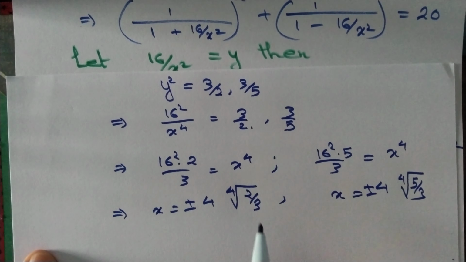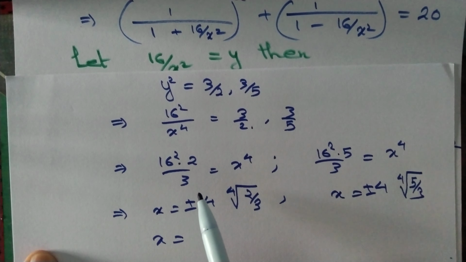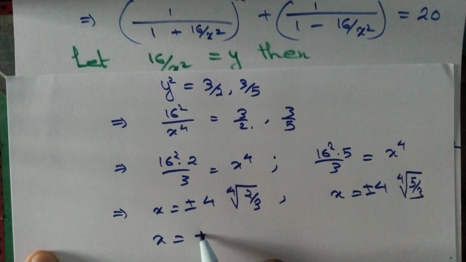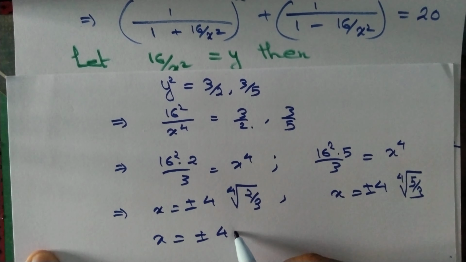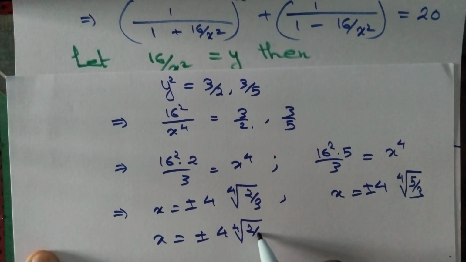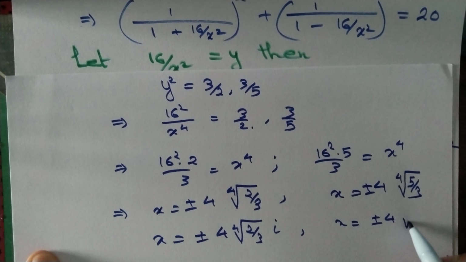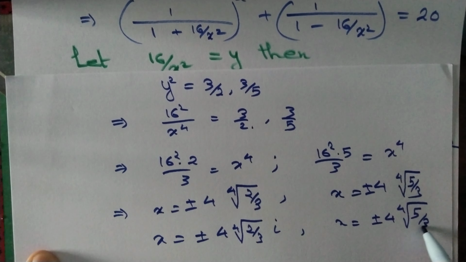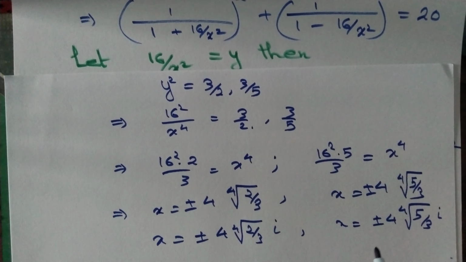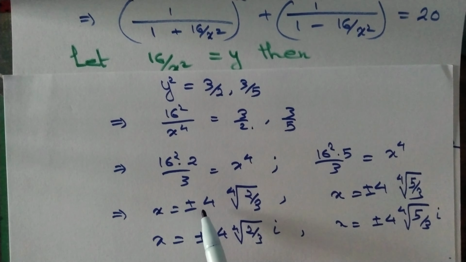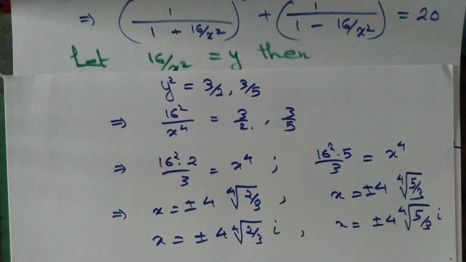What about complex roots? When x square is negative, we'll get i. So we'll again have 2 complex roots in this case, and here also we will have 2 complex roots. So in total, if we look at complex numbers, we have 2, 4, 6, 8 roots of the given equation. And if we restrict to real numbers, then we have 1, 2, 3, 4 roots.